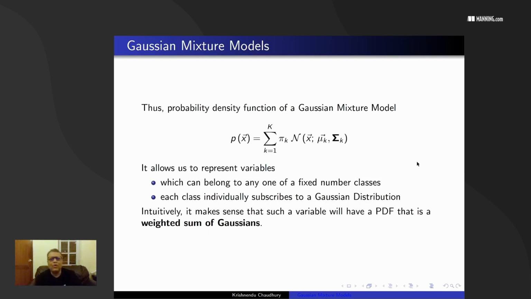The overall probability of a variable which can belong to any one of a fixed number of classes, where each of those classes is itself a Gaussian distribution, can be expressed by the formula shown here. It does make intuitive sense, doesn't it? We have multiple Gaussians and we are basically selecting any one of them, and then our probability will be guided by that particular Gaussian. So that it's a weighted sum of Gaussians does make intuitive sense.